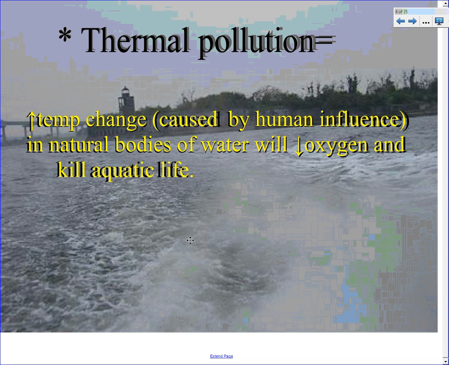And if we increase the temperature of the water, we're going to decrease the oxygen, which also kills off animals, aquatic life. And it could affect land life, like birds, the birds that rely on the fish for food. So it puts our food web and food chain in an unbalanced state. Any questions? Got it?